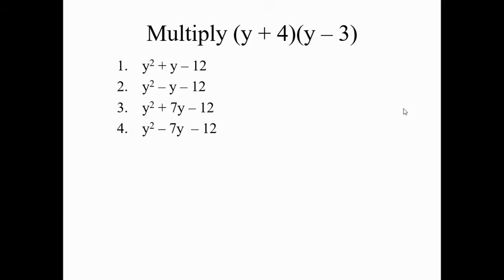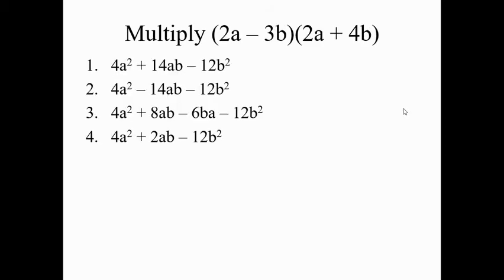All right, now it's your turn. Multiply these two binomials together and then pick which one is the correct answer. That's right, the correct answer was the first one. Now multiply these two together. Be careful of your A's and your B's. Pick the correct answer. That's right. Number 4 is the correct answer.